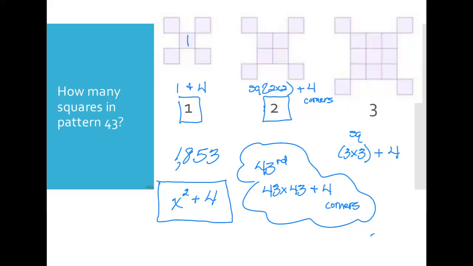So figure 1 is a 1 by 1 square plus 4. Figure 2, 2 by 2 square plus 4. Figure 3, 3 by 3 plus 4. Figure 43 would be a 43 by 43 square plus 4. Questions on that? Does anyone not see that visually?